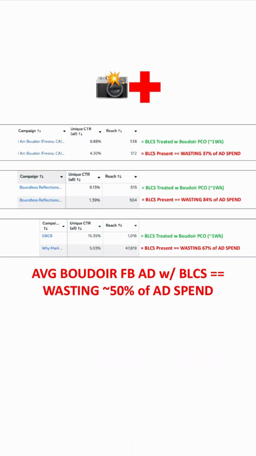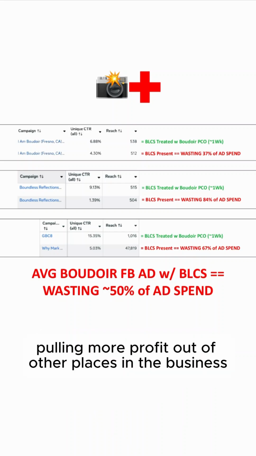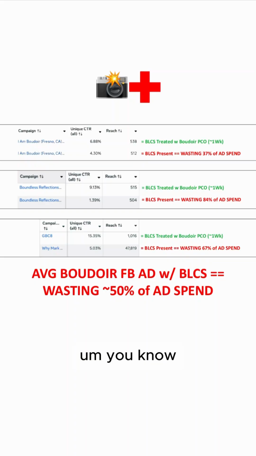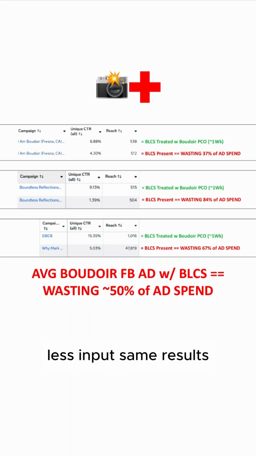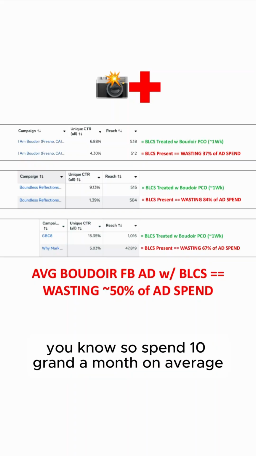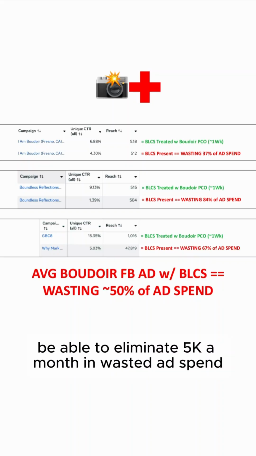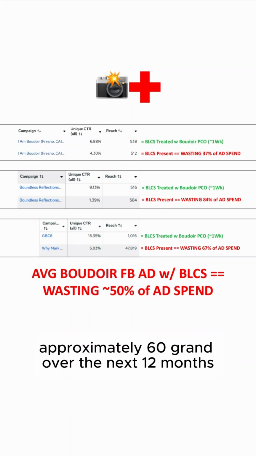And you're seeing inflation, cost of living rise. So you've actually already been optimizing your business, pulling more profit out of other places in the business, becoming more optimized, same effort, more results type of things, or even less effort, same results, less input, same results. And you have seen what our Boudoir Pico solution can do for others. So spend 10 grand a month on average, it'll approximately be able to eliminate 5K a month in wasted ad spend back into your pocket, approximately 60 grand over the next 12 months.